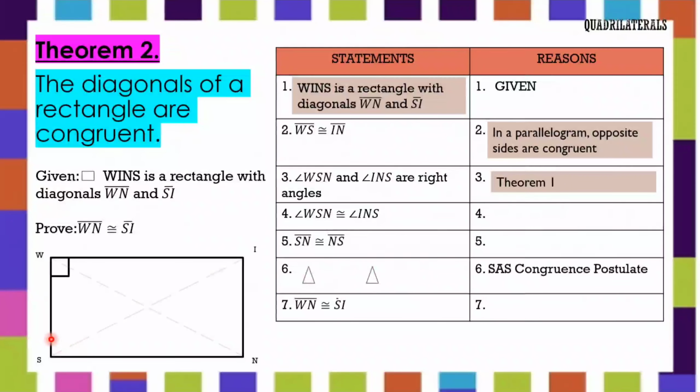So dahil yung dalawang yan ay right angle, statement number 4, we can now say that angle WSN is congruent to angle INS. For the reason, all right angles are congruent since all right angles measure 90 degrees. Okay? Next, we have segment SN. Asa ba yung SN? To side SN is congruent to side NS.